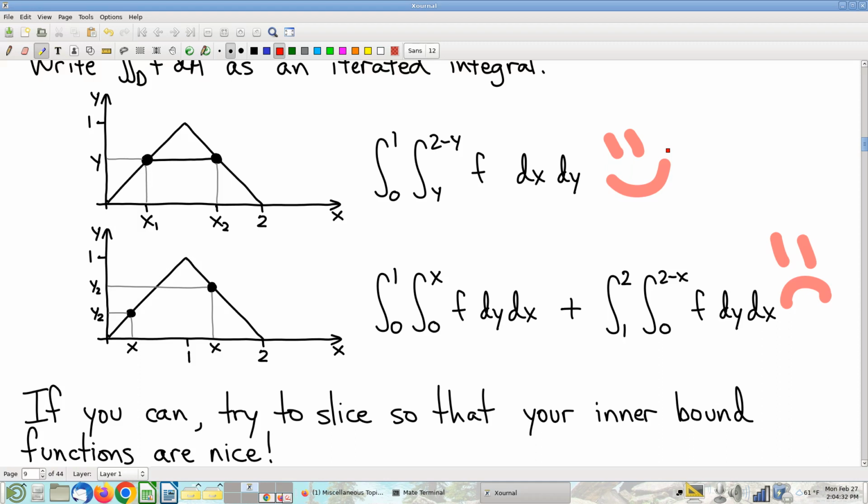Yes. Can you explain the bounds on the first one again? Yeah, sure. So let's see here. y goes from 0 to 1. Is that all right? Okay.